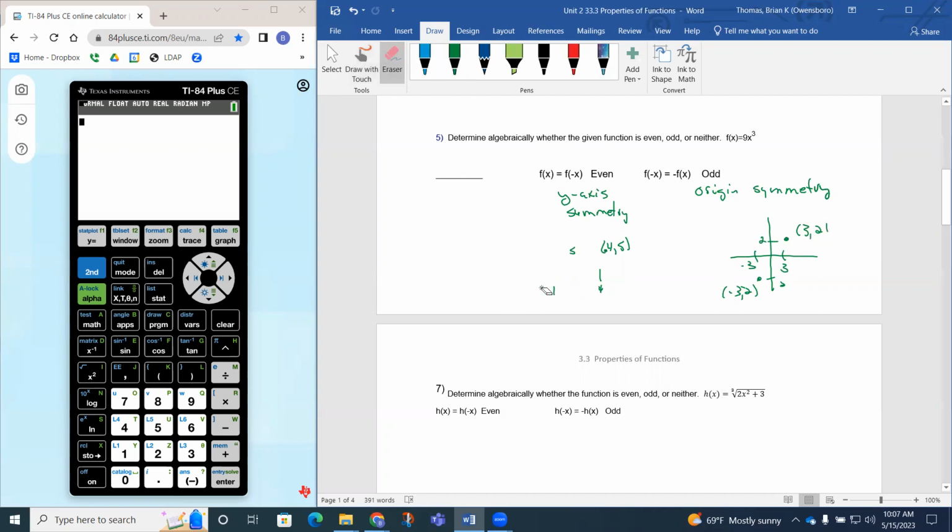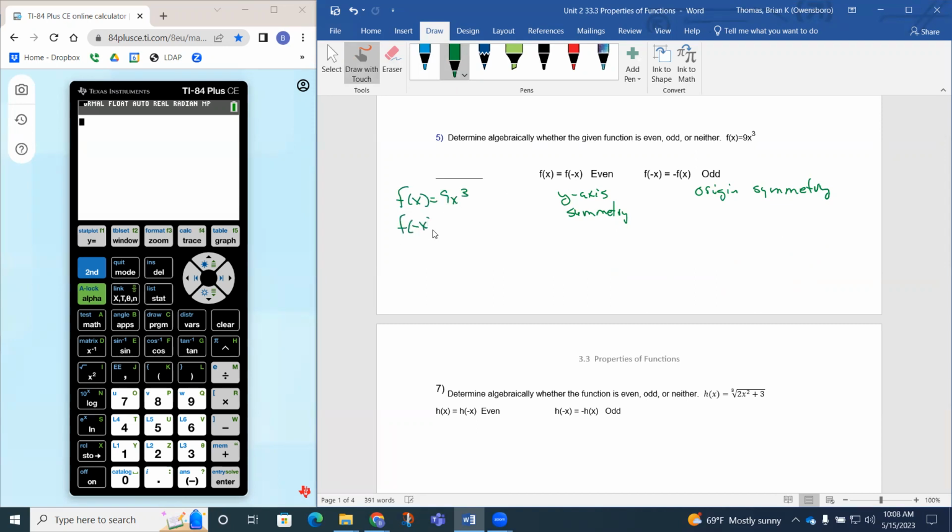Now, let me go ahead and clear this out of the way for myself. What they want us to do is do it algebraically. So for algebraically to happen, f of x has to equal this f of negative x. So we already have f of x equals 9x cubed. But to evaluate f of negative x means to substitute negative x in for x. So it becomes 9 times negative x cubed. Well, a negative raised to an odd power, that means there's an odd number of negatives, which means that's going to come out as a negative. So this is going to become a negative 9x cubed.